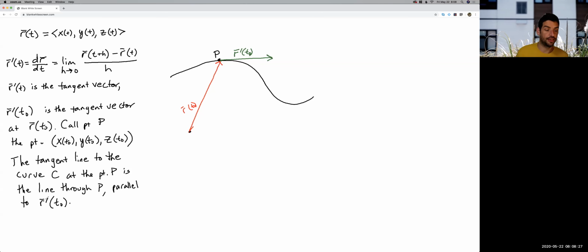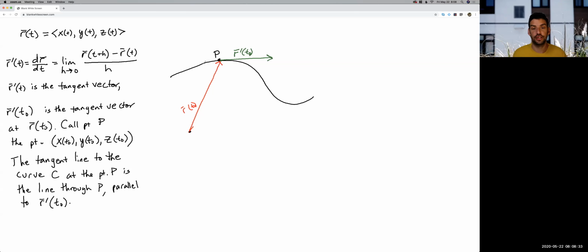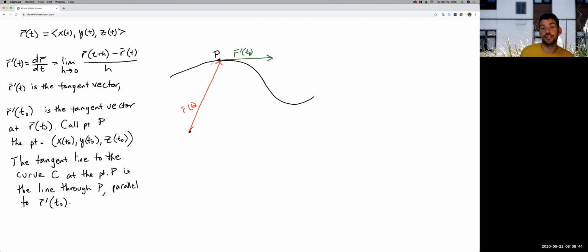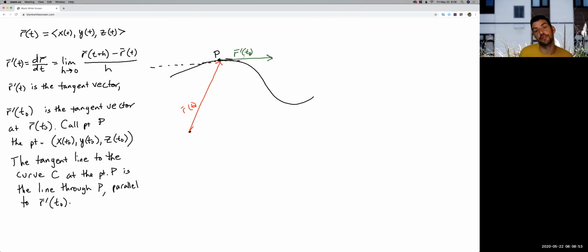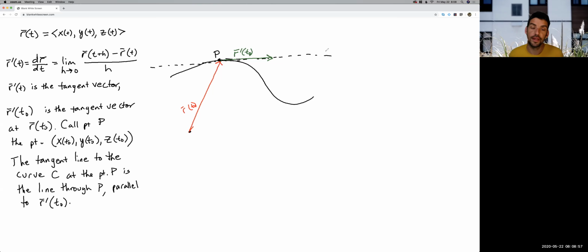So all we're saying here is this tangent vector gives us the direction of the tangent line, just like derivatives in our traditional sense for real-valued functions give us the direction of the tangent line. So do these. We can imagine a tangent line to this curve, pretend I drew it just through that point. It's going to be in the same direction as this tangent vector, right?